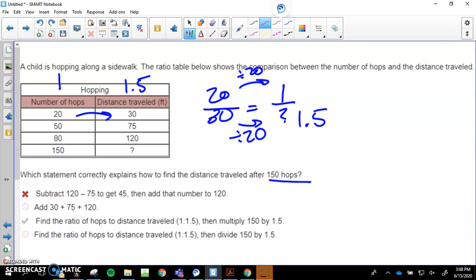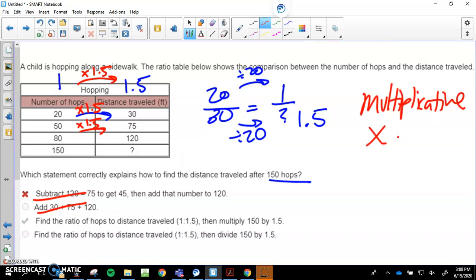Now if you go back and try to do that, to go from 1 to 1.5 is times 1.5. Over here it's times 1.5. If you go and check, guys, it's the exact same thing each time, times 1.5. The reason this is not correct is that adding and subtracting relationships don't go with ratios and rates. Ratios and rates are multiplicative. That means we either multiply or we divide in order to get our answer.